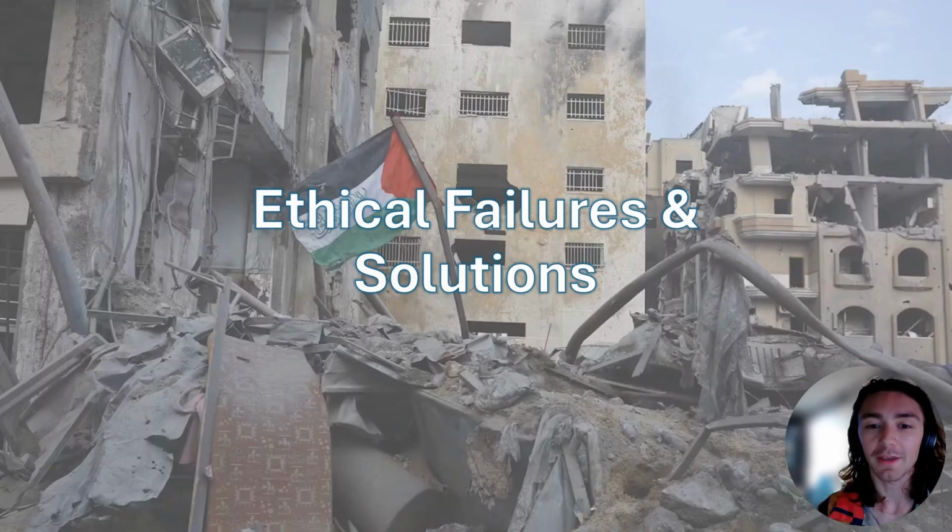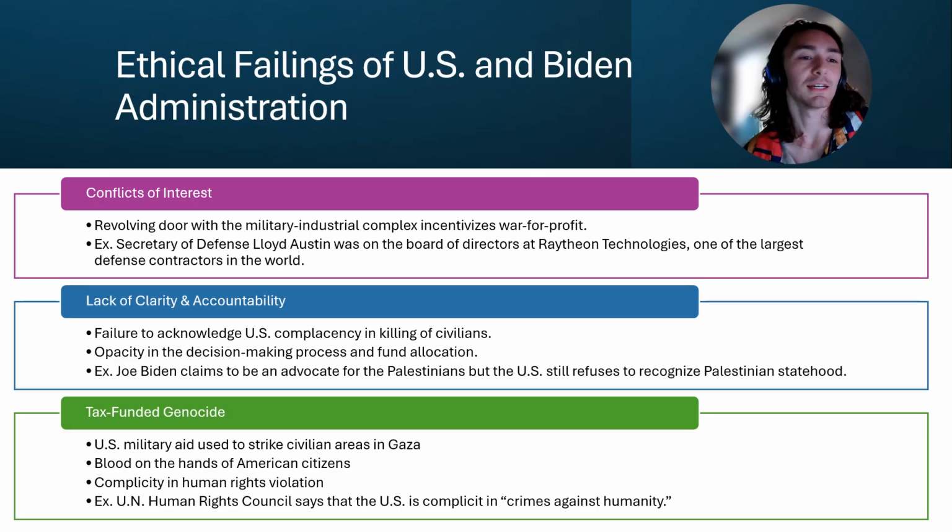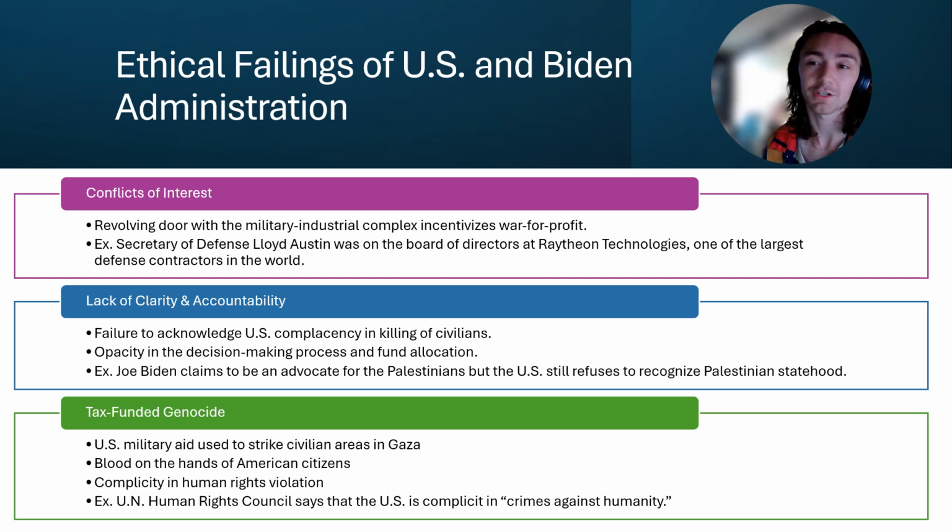So some ethical failures and solutions to this problem. Here's some of the ethical failings of the United States and the Biden administration. Specifically, there's conflicts of interest, which we've talked about in class, in our books. There's a revolving door with the military-industrial complex, like I said. This incentivizes war, which I think is generally bad. I don't think we should incentivize killing people.